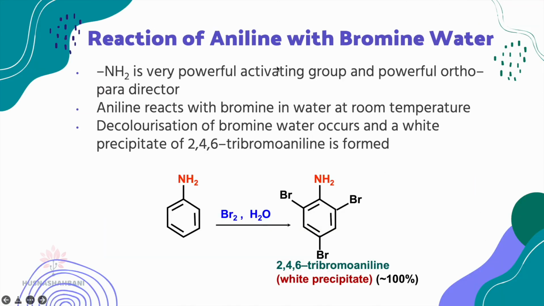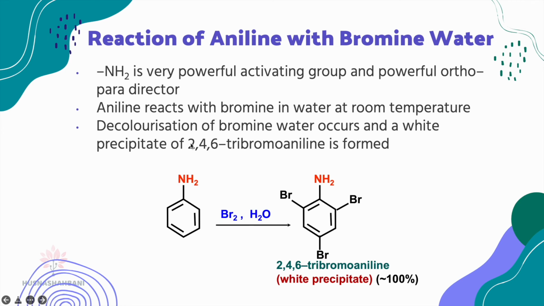Next is the reaction of aniline with bromine water. NH2 is a very powerful activating group and a powerful ortho para director, so it will direct the substituent to ortho and para. Aniline reacts with bromine in water at room temperature. Decolorization of bromine water occurs and a white precipitate forms. We know that bromine is reddish brown; this color will decolorize and a white precipitate will be formed.